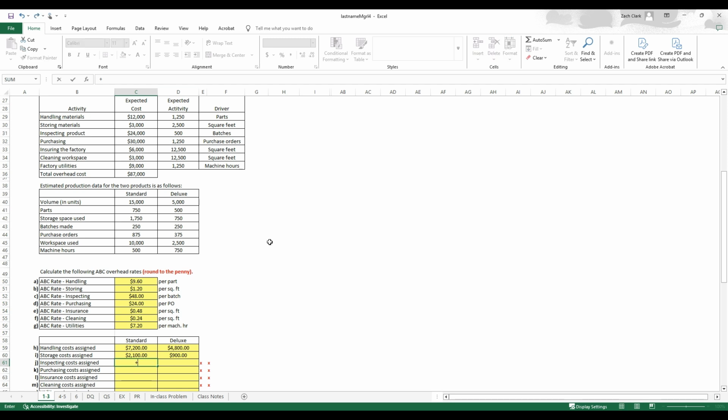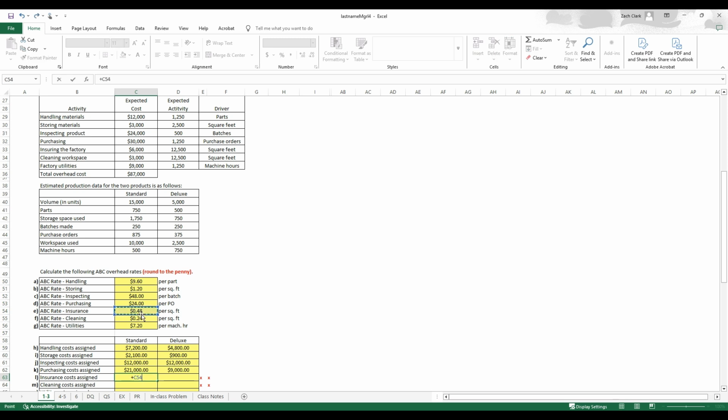So, okay, inspecting costs are $48 per batch, and there are 250 batches for standard. Again, $48 per batch, and there are 250 batches for deluxe. Purchasing costs assigned $24, and purchase orders. How many purchase orders? 875. And again, $24 times how many purchase orders, and that's $375.